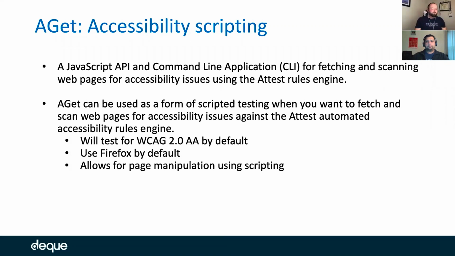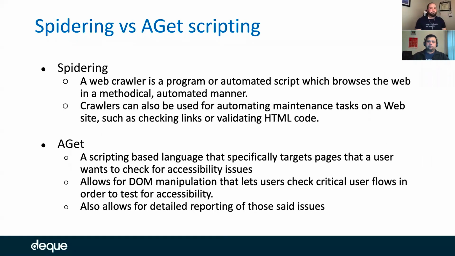But when it comes to accessibility monitoring and benchmarking from a unit test case standpoint, everybody gets a little bit confused when it comes to something like spidering, or maybe I say, hey, spidering or like a quick scanning tool, right? So let's jump into that, okay? What's the difference between spidering and AGet? Spidering is a web crawler. It's an automated script which browses the web, so your site, in a methodical and automated manner. Crawlers can be used for automated maintenance tasks on a website, such as checking links for validity, validating HTML code, and also accessibility scanning.